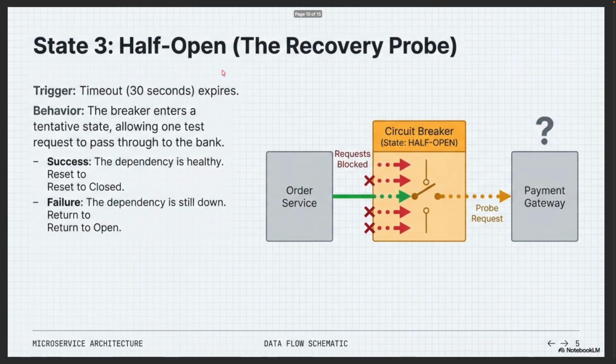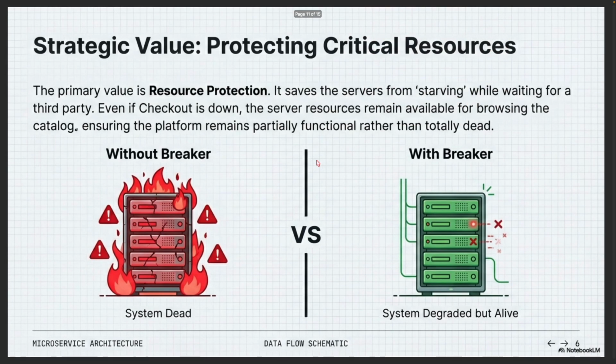Okay. Next, there will be the half open state, and during that it will check with one request. If it succeeds, then it will close the circuit, and if it still fails, then it will go back to the open state. So these are the 3 main states.